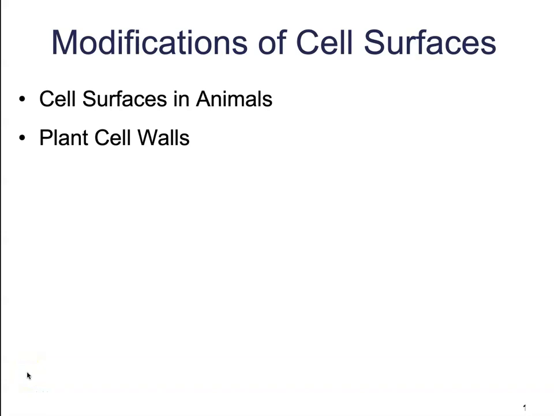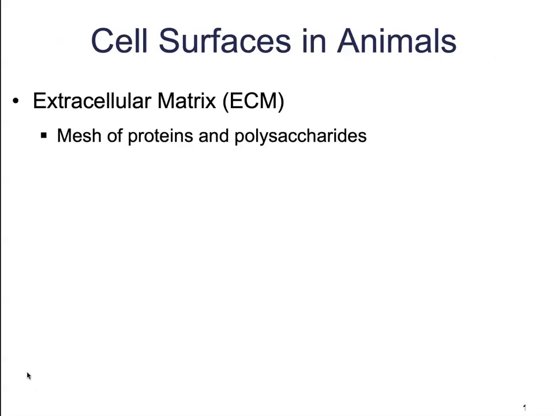All right, the last thing we want to cover in this chapter would be modifications of the cell surfaces. We're going to talk just a little bit about cell surfaces in animals and then cell surfaces in plant walls as well. But we're going to talk about two specific types of animal surface features. First thing we're going to talk about is the extracellular matrix.